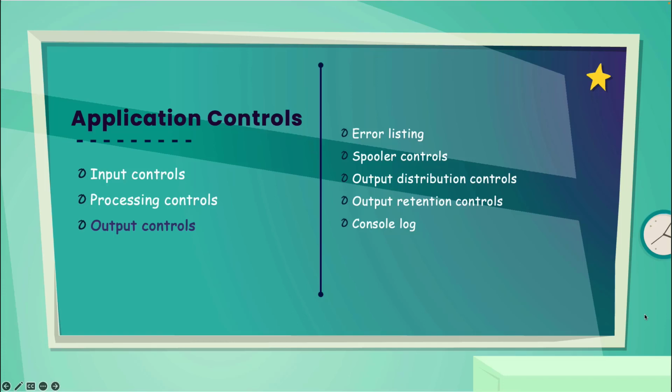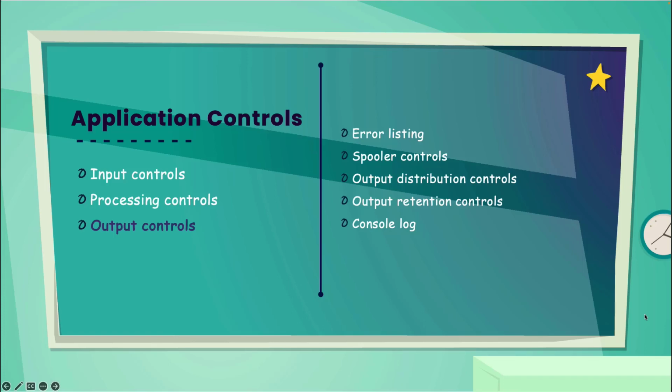Output distribution controls should exist to ensure that distribution is made in accordance with pre-authorized automated or manual parameters. There should be formal procedures specifying who are the authorized recipients of a certain output. Output retention controls should ensure that output retention is being adhered to in accordance with the organizational policies, maybe legal or industrial regulations as well.